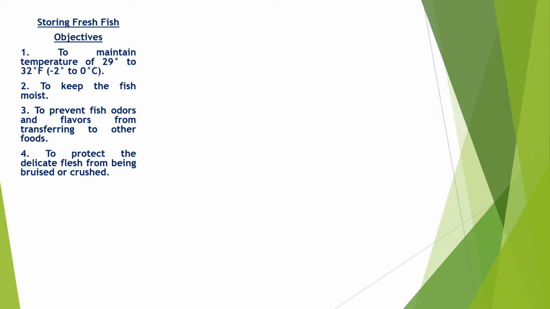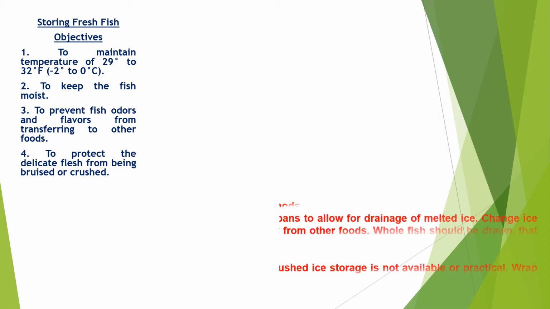For example, let's say you have fresh fish in your refrigerator and you have cooked chicken. You don't want the chicken to be smelling and tasting like fish, right? So you need to know how to prevent that. And number four, to protect the delicate flesh from being bruised or crushed. You want to protect the flesh of the fish, especially if it is a restaurant, or if you have a deli, or let's say one Saturday you decide to do fried fish or grilled fish for sale.